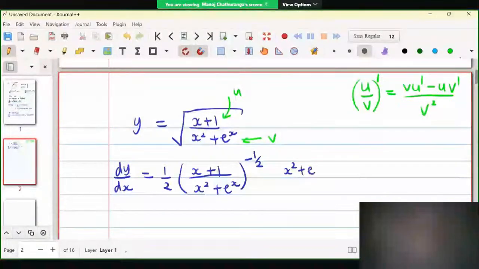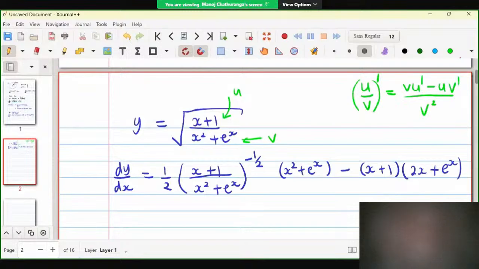So let's apply the quotient rule. Keep x squared plus e to the power x, differentiate the numerator. The derivative of x plus 1 is very simple, 1, minus keep x plus 1, differentiate x squared plus e to the power x. The derivative of x squared is 2x, plus the derivative of e to the power x, which is e to the power x. Divided by x squared plus e to the power x, squared.